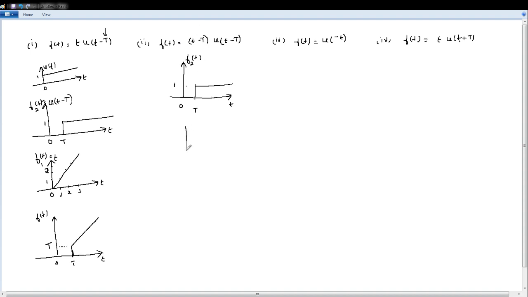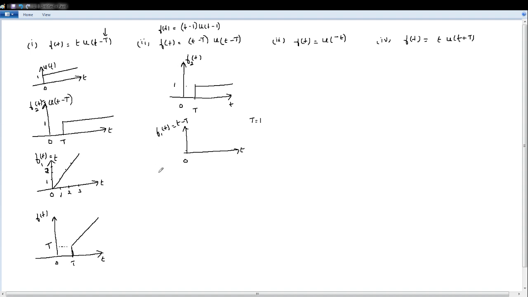Say for example, this is f1 of t, which is small t minus capital T. Take an example of capital T as 1. So what you will get here is t minus 1 into u of t minus 1. So u of t minus 1 is this waveform which will start from 1. What is t minus 1? If t is equal to 0, what do you get? Minus 1. Right? f of t is equal to t minus 1 into u of t minus 1. U of t minus 1 is this one which will start from 1.